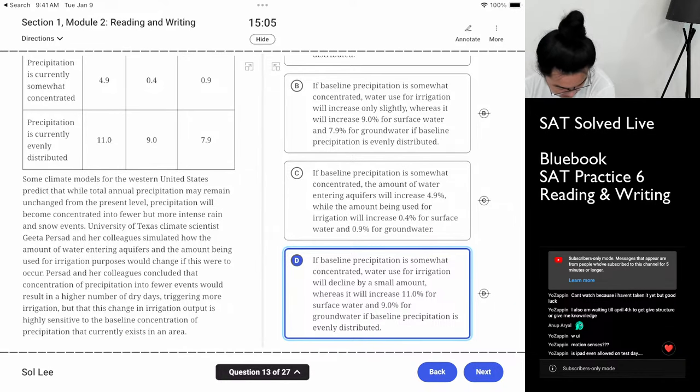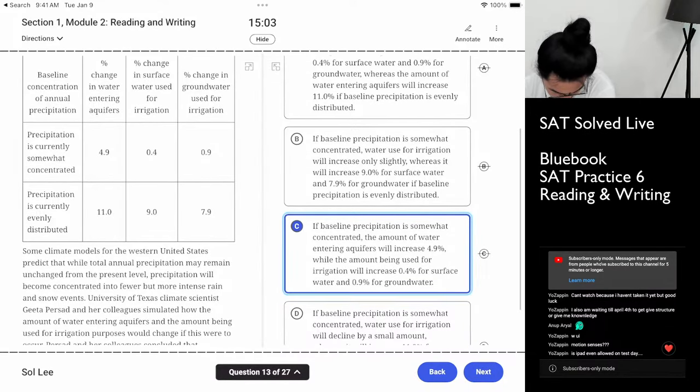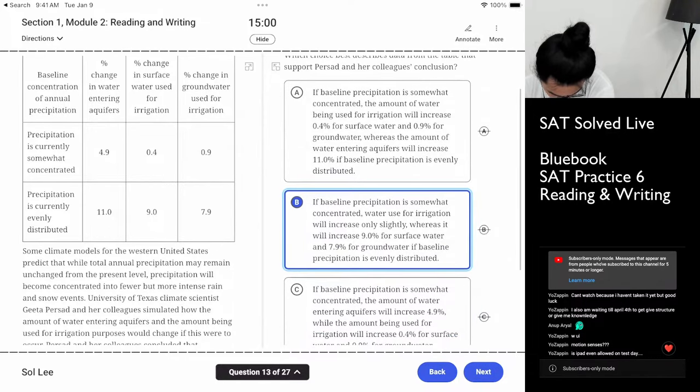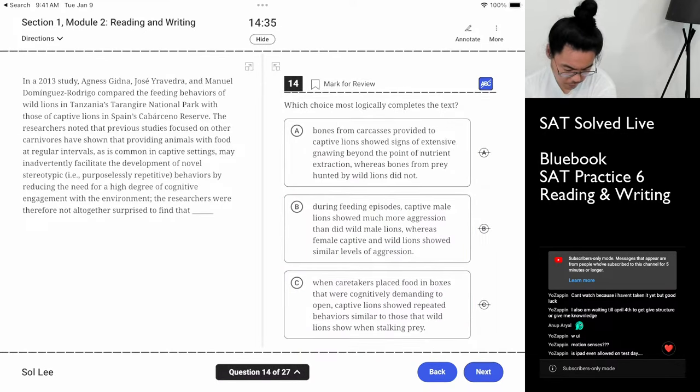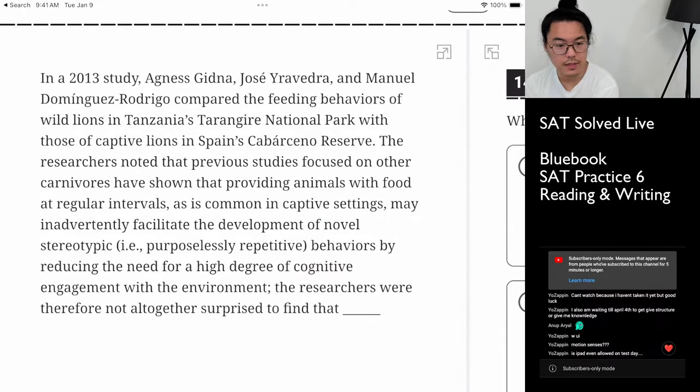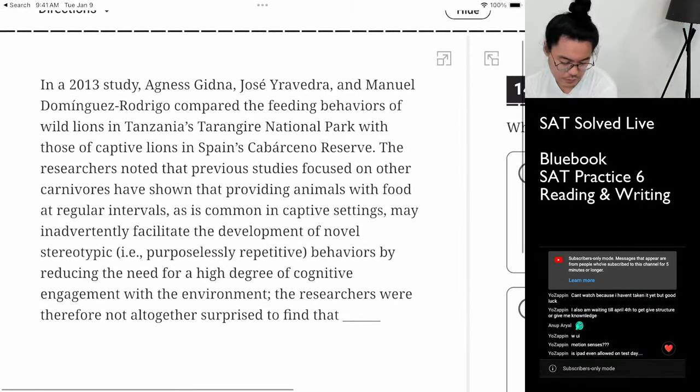Okay, water use for irrigation will decline. Decline is incorrect. Aquifers is off topic. Only slightly. Good. Whereas it will increase 9 and 7.9 if evenly distributed. That is correct. And then let me just double check A. The heck, where did 11% come from? Oh, that's off topic, yeah. I probably didn't need to spend that much time trying to understand that one because you're just looking for the patterns at that point, but whatever.